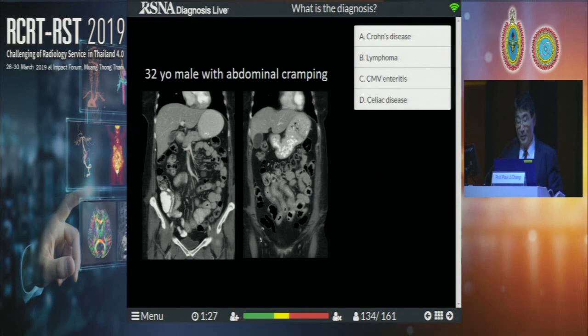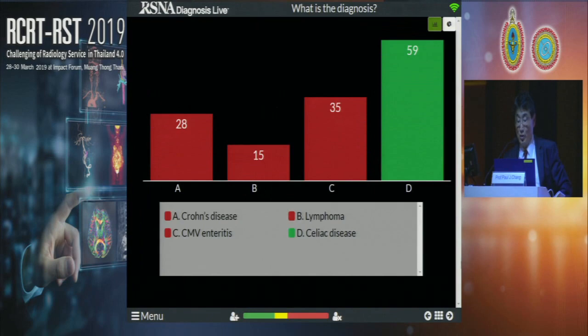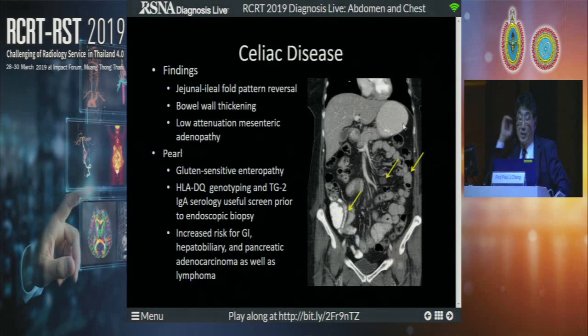All right, I'm going to stop it here. I don't think we're going to reach 50%. What did most people think this was? The most prevalent response was correct, but everyone else was kind of split across, which is very, very good. This is classic celiac disease. I know the Chinese get celiac. Is there celiac disease in Thailand? Is there a lot of celiac disease in Thailand?